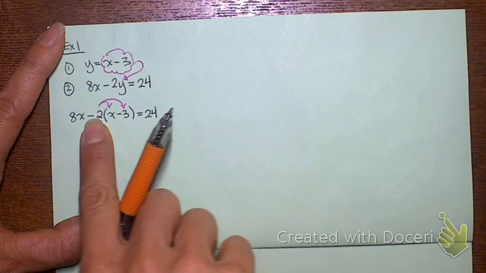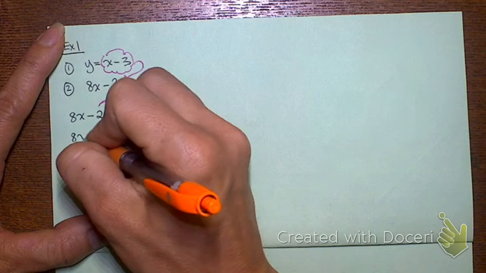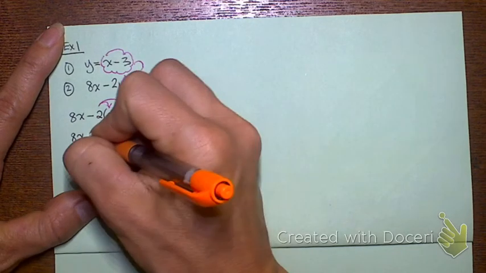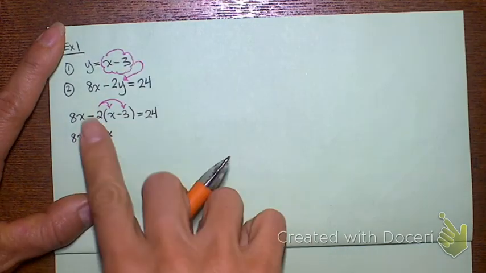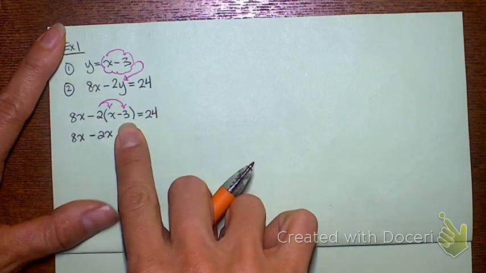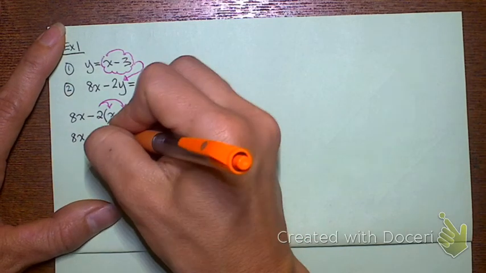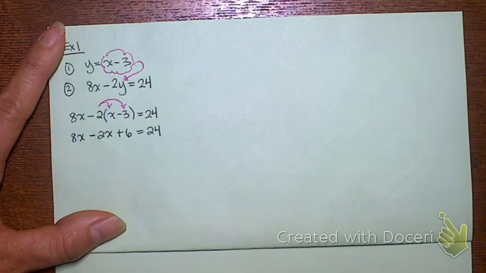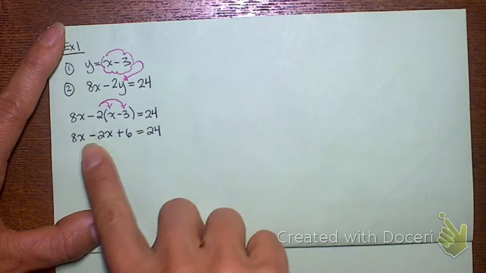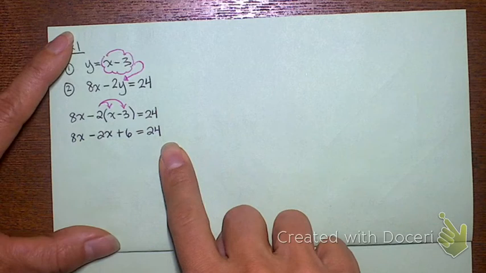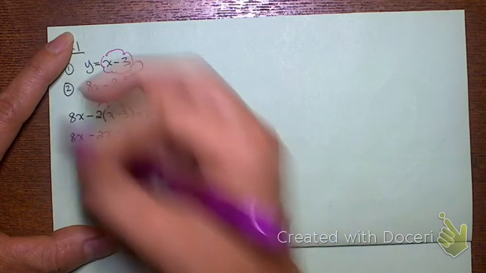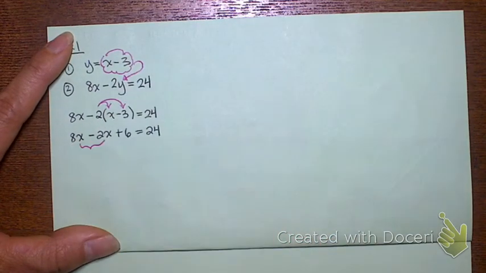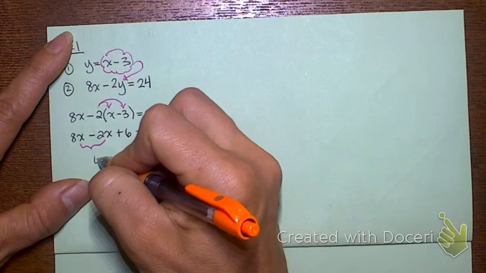Remember, this is a negative 2. So negative 2 times x is negative 2x. What's negative 2 times negative 3? Positive 6. That equals 24. Now I have an equation with only x's, so I'm going to try to solve for x here. What would you guys like to do first? Do you want me to combine the like terms, or move the 6 over? Combine the like terms. Okay, so what's 8x minus 2x? 6x.